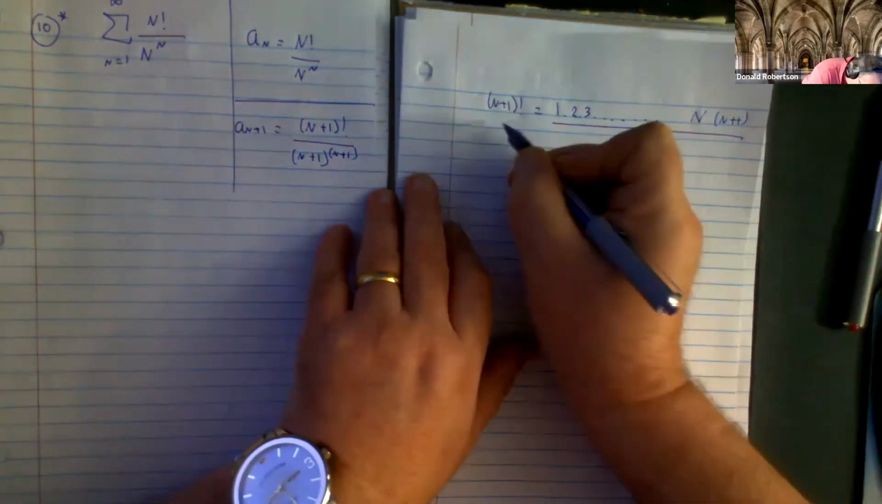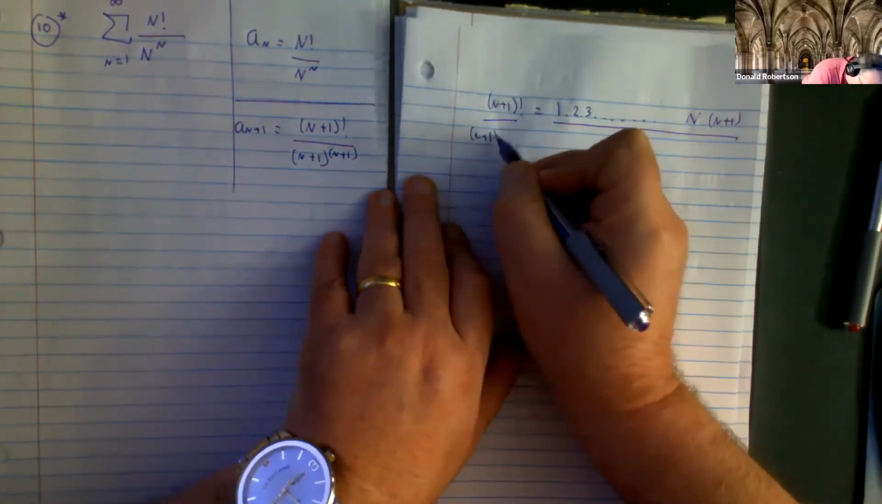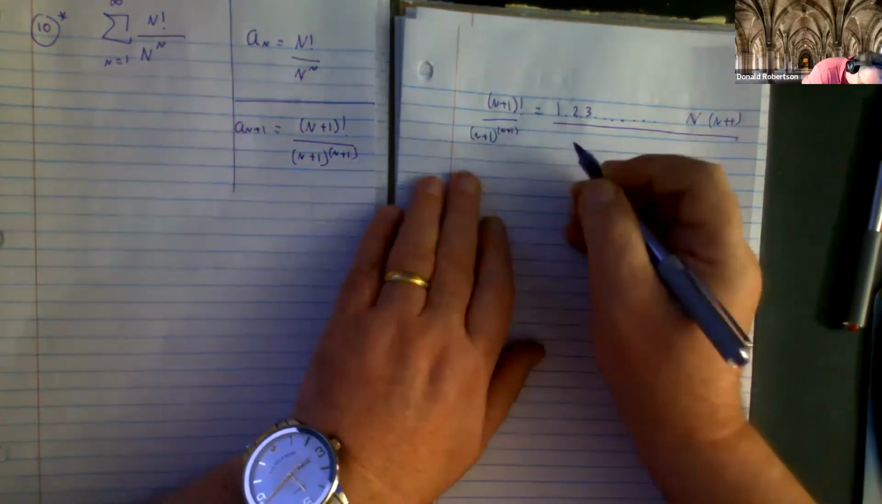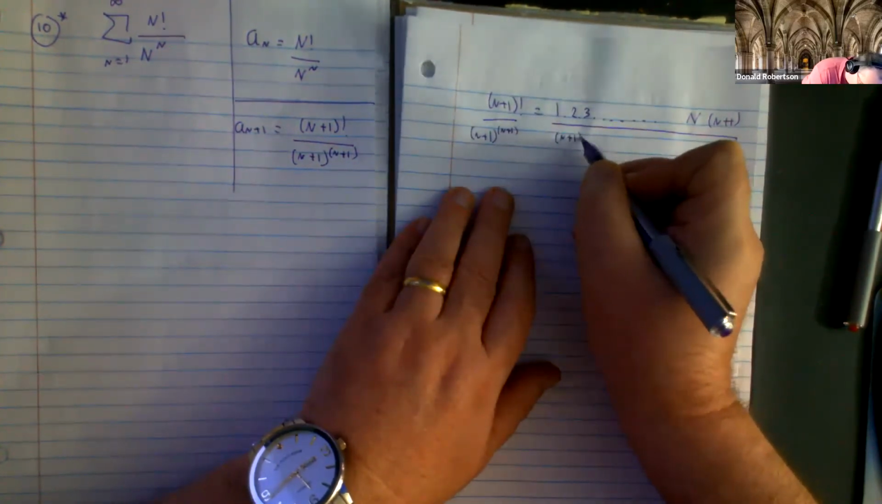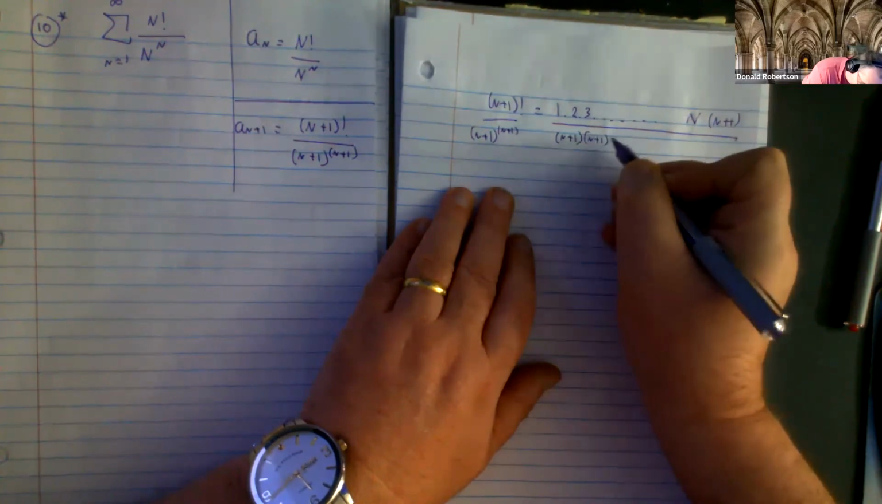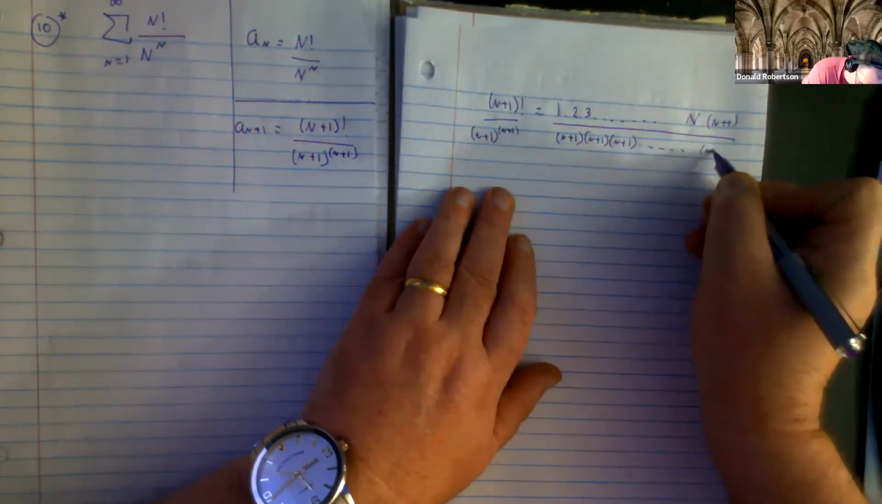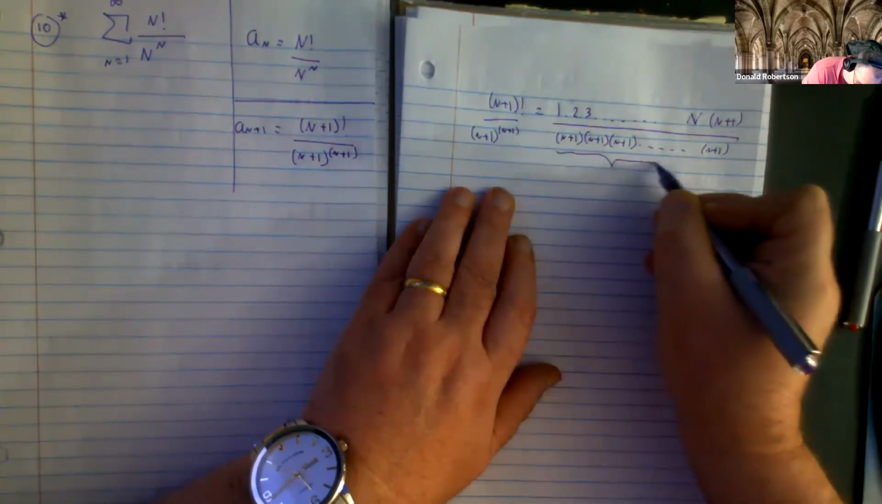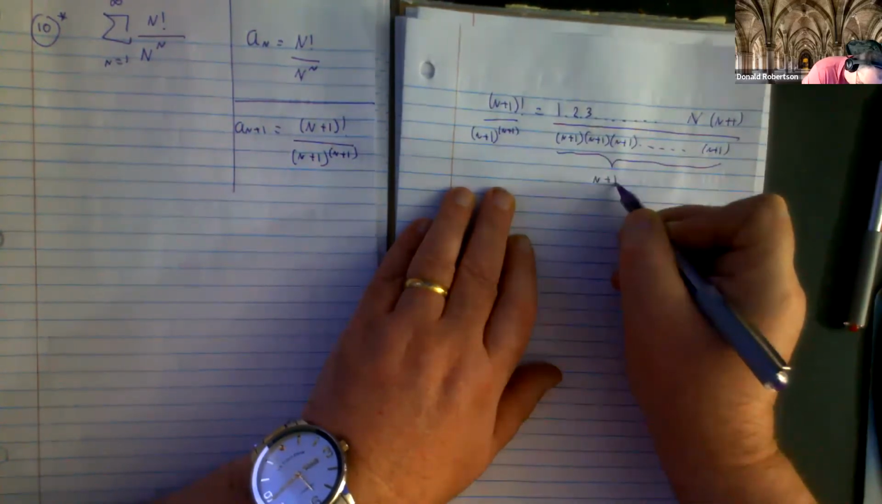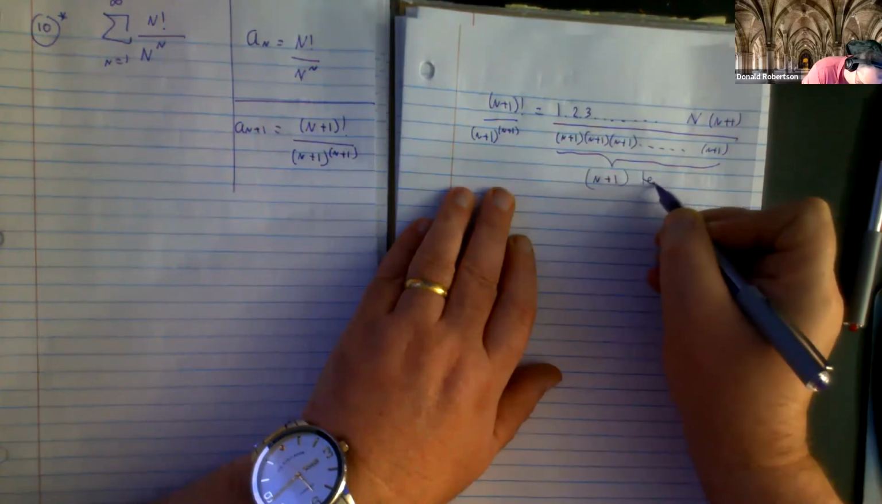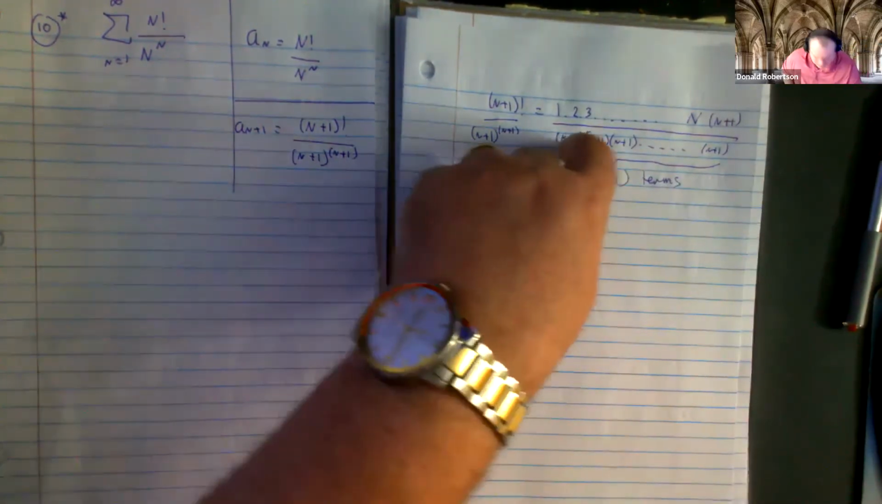Now, if you write n plus 1 to the power of n plus 1, don't you basically get n plus 1 times n plus 1 times n plus 1 times n plus 1, but don't you get n plus 1 terms? In other words, there's n plus 1 of these n plus 1s.